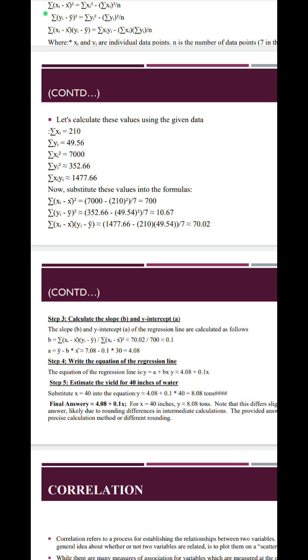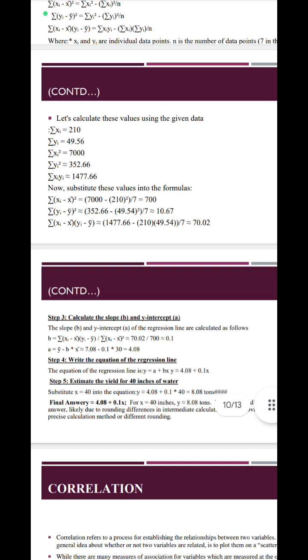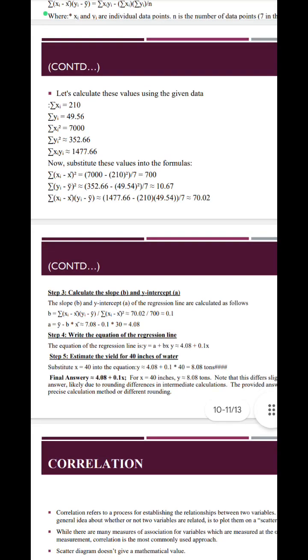And in the same way, another equation is applied. A equals y bar minus b into x bar, which gives approximately 7.08 minus 0.1. We are giving the value of b in this equation, into x bar. X bar means 30, which gives 4.08. Then step 4 is writing the equation of the regression line.